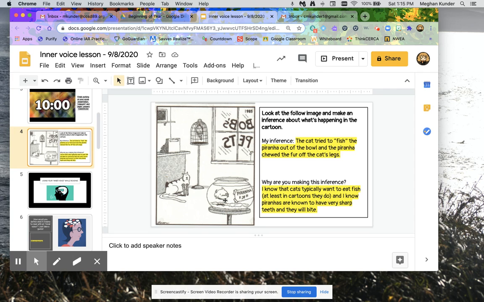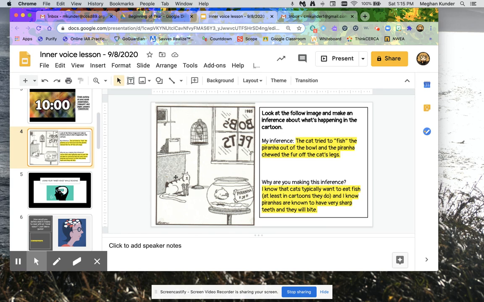Okay, yeah, there is a fish, but that's not really an inference. That's just a fact. Or it's a pet shop. Yep, we already know that because it's in the window. An inference is going above and beyond. You're reading between the lines in some way here, okay? So here was the answer I was looking for.